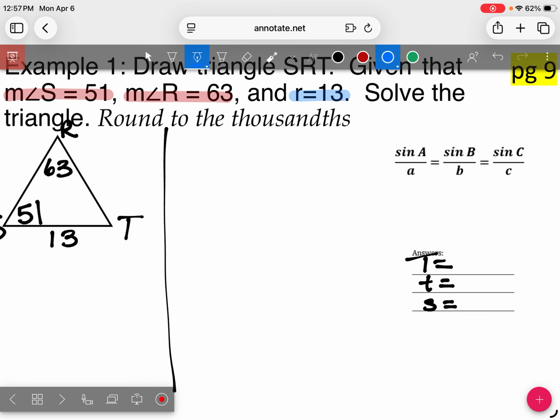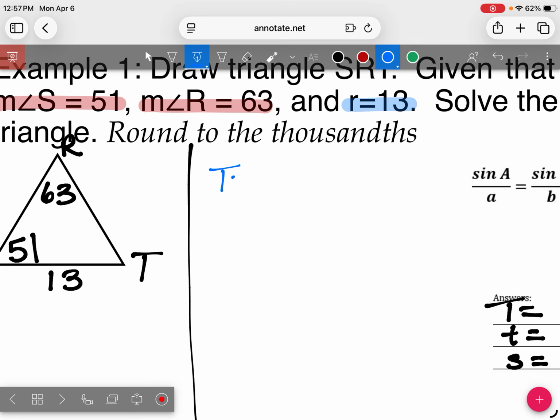All right, so let's go ahead and find big T. In order to find the measure of angle T, we're going to use triangle sum. 180 minus 63 minus 51. Go ahead and pick up your calculators and see what you get. All right, did you get 66? All right, so that's big T.